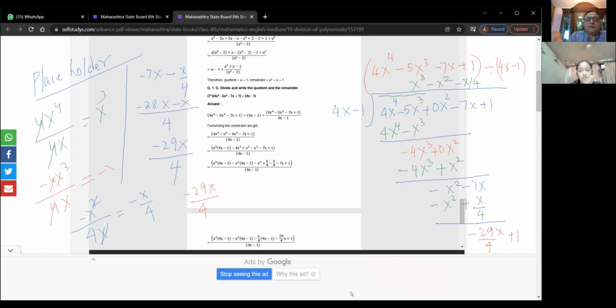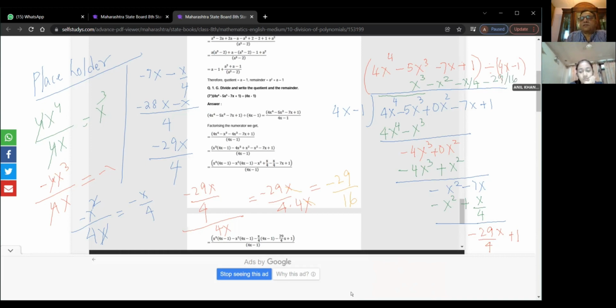The last part, just the last part. So we have to divide minus 29x over 4 by 4x, correct? Is that okay? So this is minus 29x by 4, and then times 4x. Is that okay? Yes. So now you can see from here, x and x cancel, and we get minus 29 over 16. Correct? Therefore, the term which comes in the quotient will be minus 29 over 16.